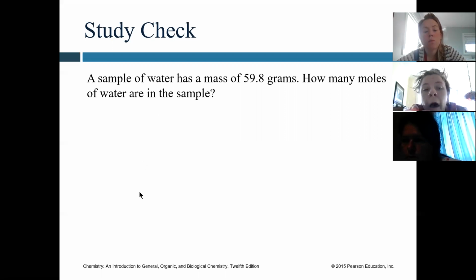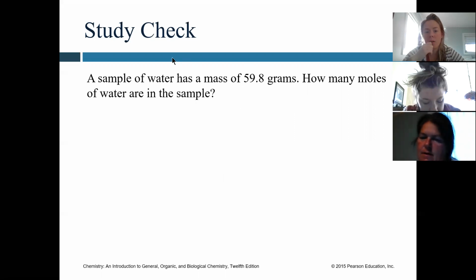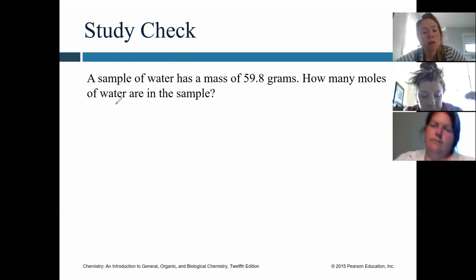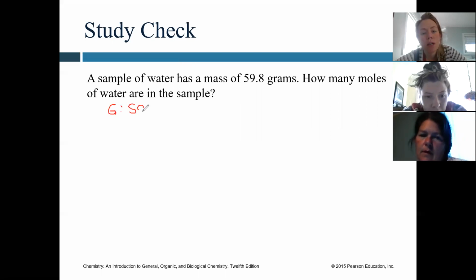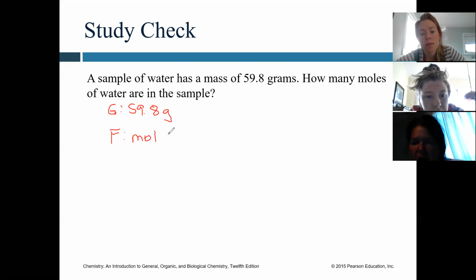Okay, so we know how much water we have as a mass, 59.8 grams. How many moles of water are in the sample? So I'm going to draw it out. Given 59.8 grams, we're trying to find moles, and this is specifically of water.